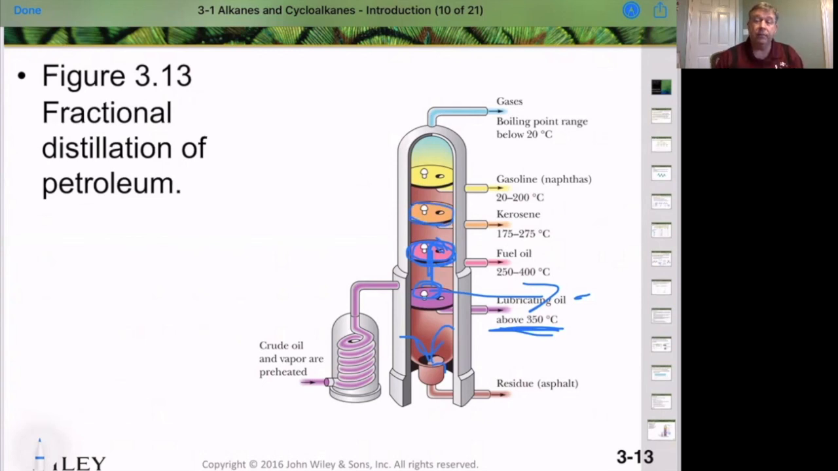Kerosenes and jet fuels are at that next higher boiling point up. They're harder to combust, but they have a higher energy density because of the higher number of carbons. The next fraction is gasoline. Then, of course, all the lighter things like ethane, methane, and butane, etc., come out the top. Okay, so that concludes Chapter 3, Part 1, Alkanes and Cycloalkanes.